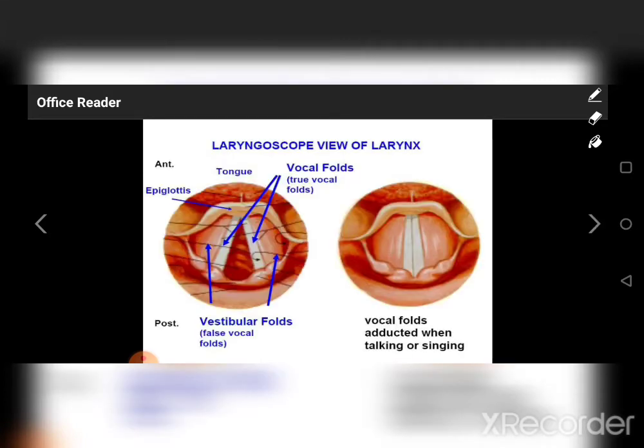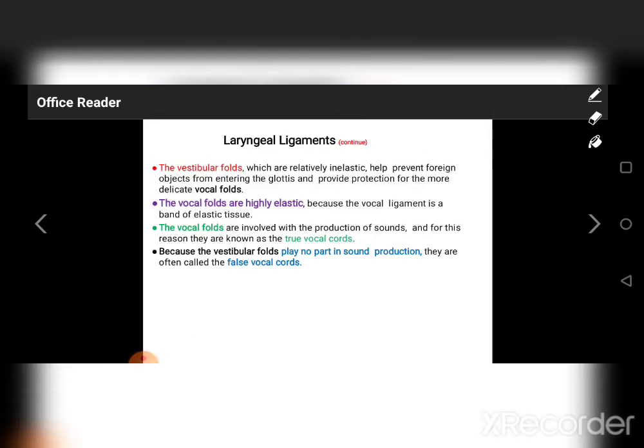So in the diagram we can see the vocal folds. These are erected when talking or singing for the production of sound. Then the vestibular folds, which are relatively inelastic, help to prevent foreign objects from entering into the glottis and provide protection for the more delicate vocal folds.